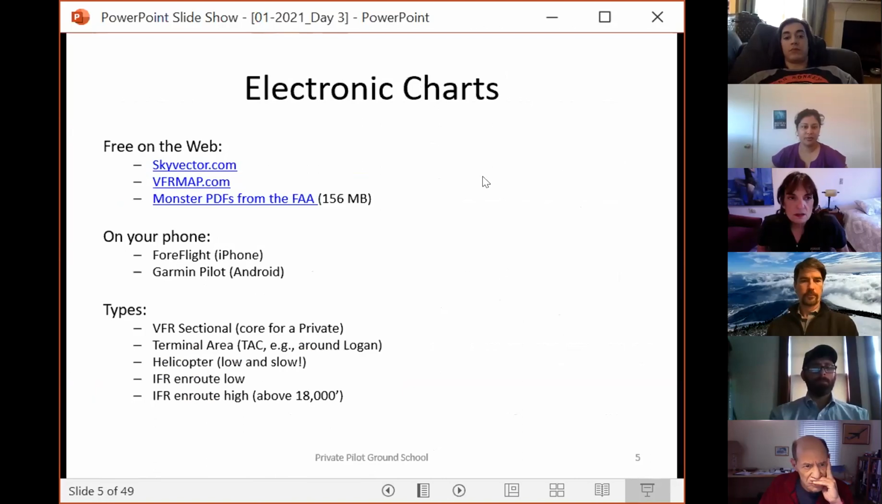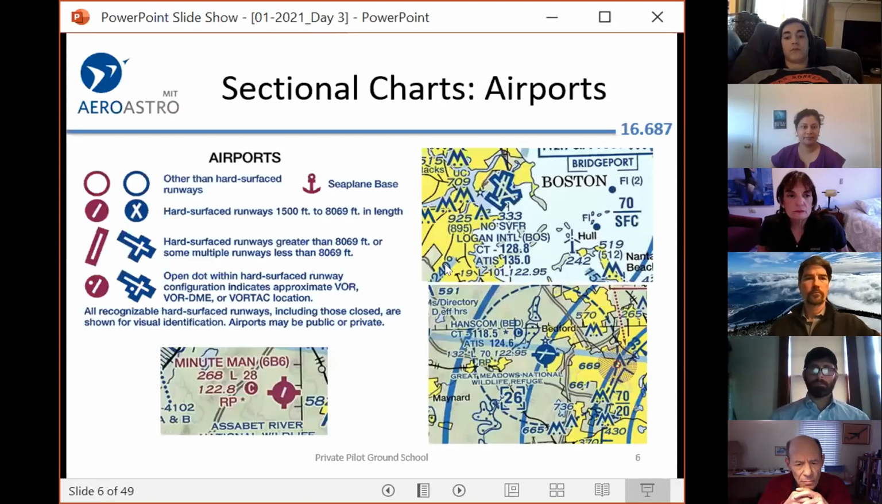So just a quick review, I'll go through this quickly. You saw these in the lectures. There are a lot of different types of electronic charts. We actually had some discussion in the Discord about SkyVector and how to read that. You can also get physical maps or charts as they're called. You can find it electronically.